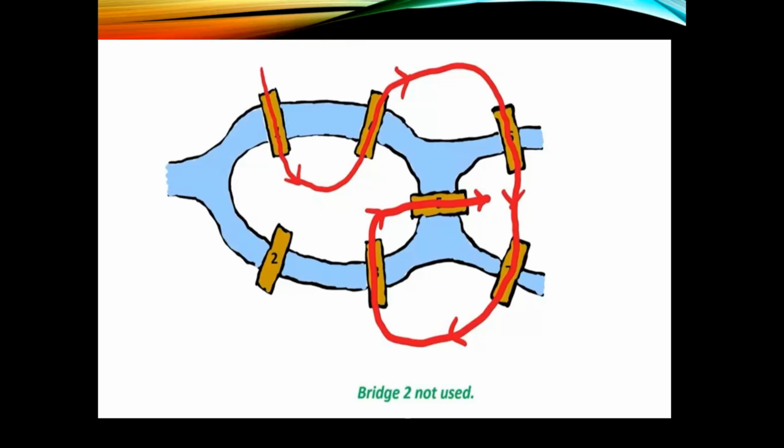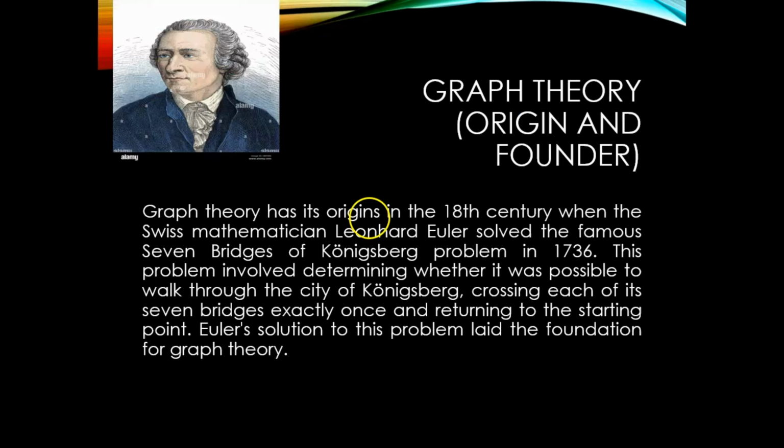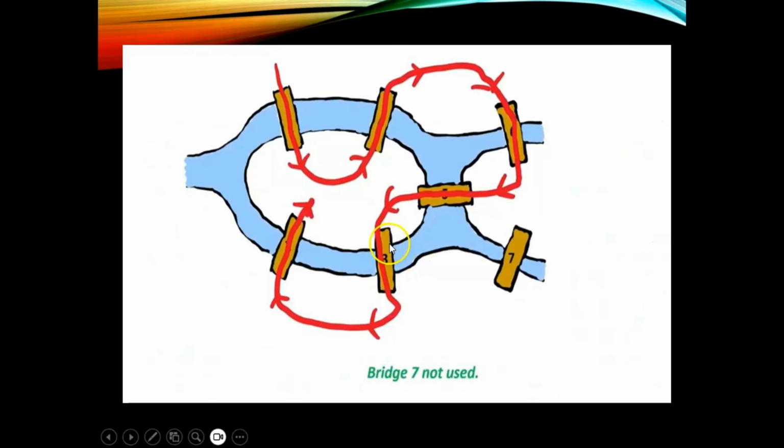Now, how did the Swiss mathematician come into the picture? That is this man in the picture. We call him Leonhard Euler. Leonhard Euler was able to come into the picture to explain. He showed that it was impossible to find such a walk, and in doing so, in explaining this, he was able to develop the first principles of what we now call graph theory.